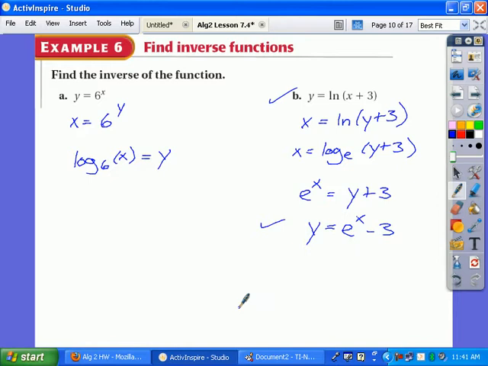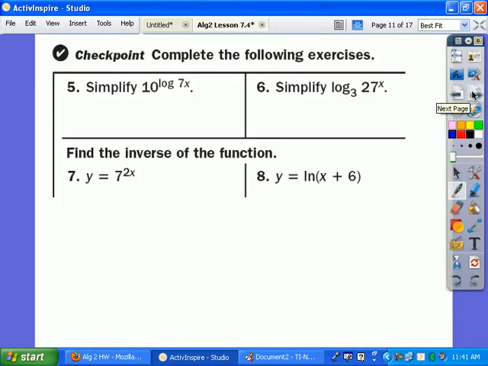Okay. So why don't those of you who are watching at home, those of you in the class, try problems 7 and 8. We're finding the inverse. Step 1, you're going to switch x and y. Step 2, you're going to switch the forms. In 7, it's in exponential form, so you're going to put it in logarithmic form. In 8, it's in logarithmic form, so you're going to put it in exponential form. All right. So why don't you work on that at home? You may pause the video now.